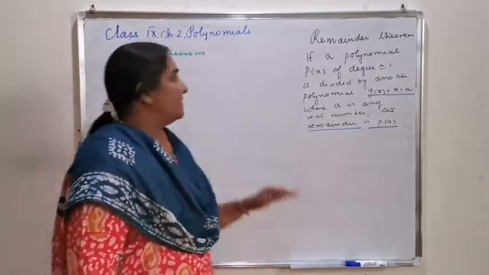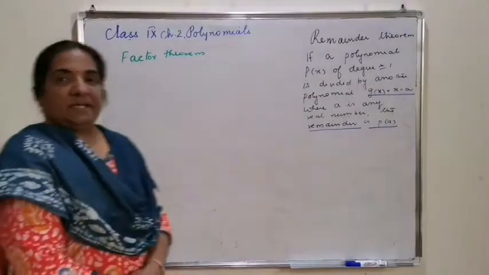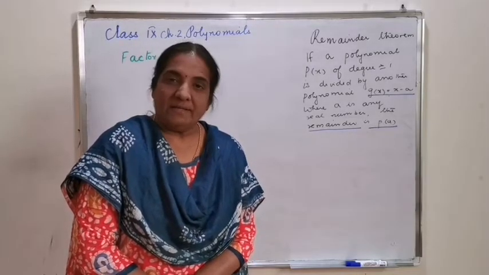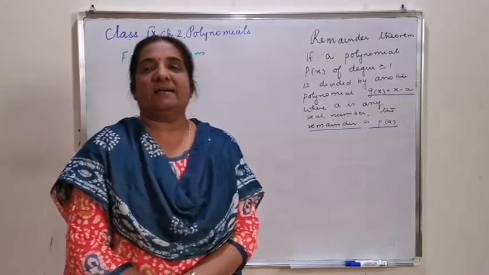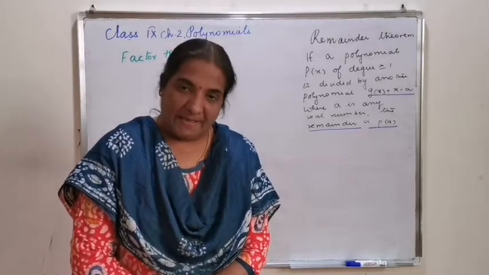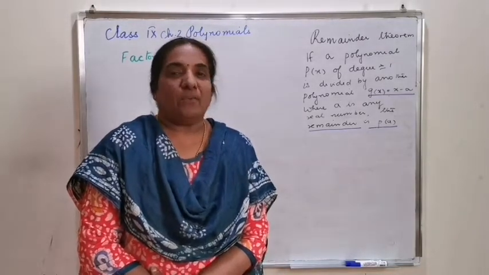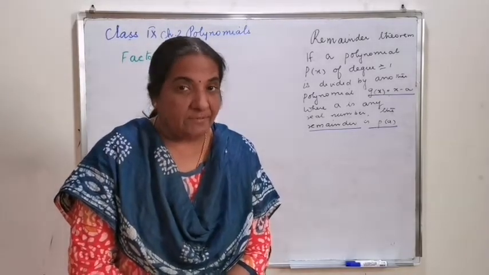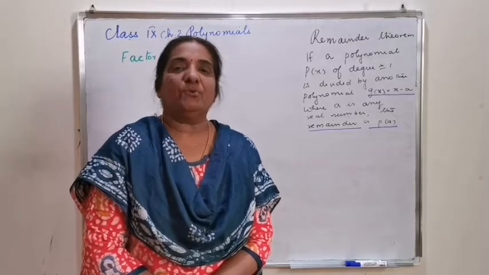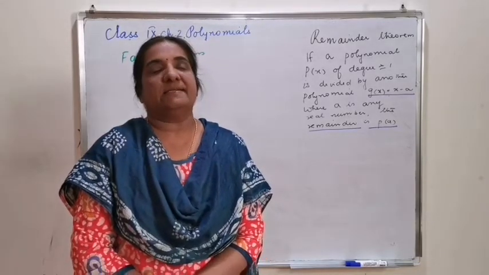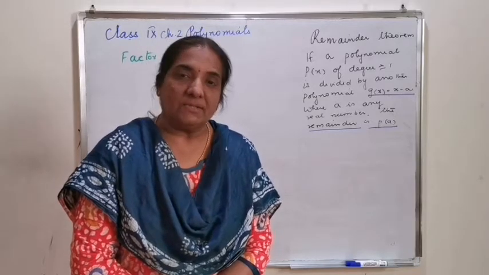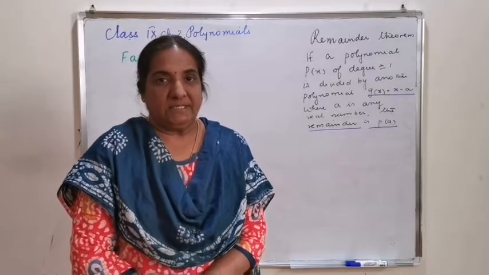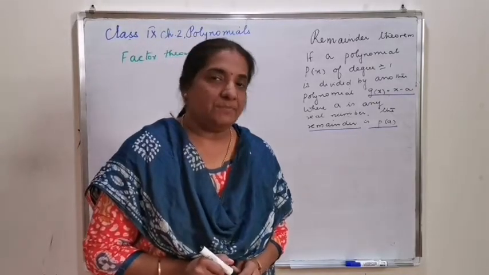Now follows the factor theorem. The next topic is factor theorem. When you were finding the remainder using remainder theorem, or while dividing polynomials, in many cases you got the remainder as 0, and we used to write as the conclusion that the divisor is a factor of the dividend. In the same way, what is the factor theorem stating?